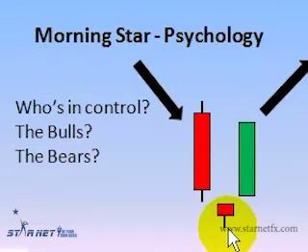The bulls then re-enter the market in force, ideally gapping up from the star to open here and driving price to close well within or even above the body of the first candle. The higher the close, the more decisive the victory of the bulls over the bears.